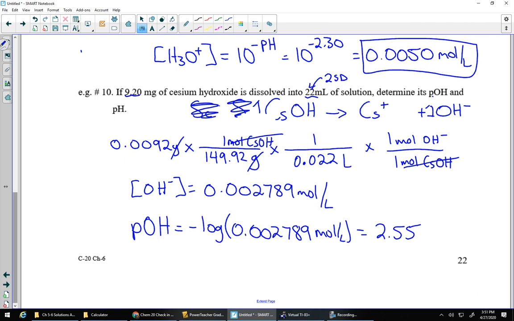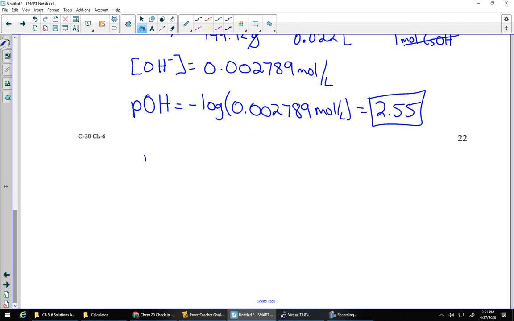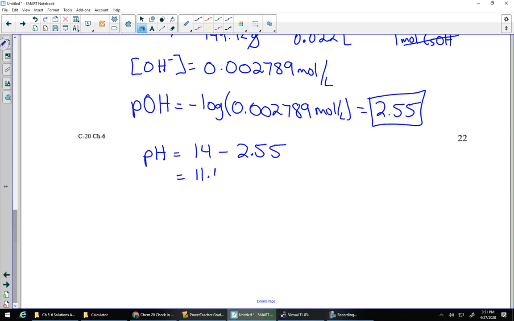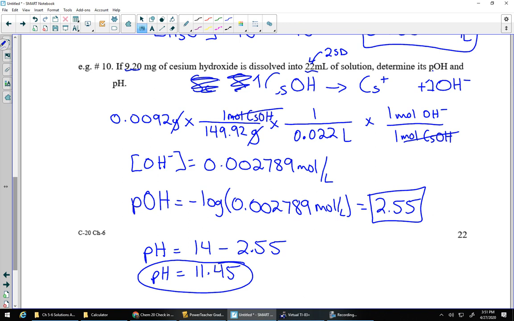as my pOH. Perfect. Now, if I wanted my pH, it's just going to be 14 minus 2.55. So 14 minus 2.55, nice and easy. That works out to be 11.45. Nice. So it's a bit of a doozy, but it's the same stuff that we've done before.